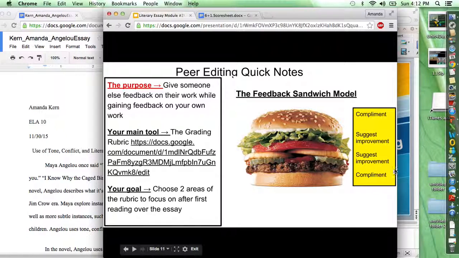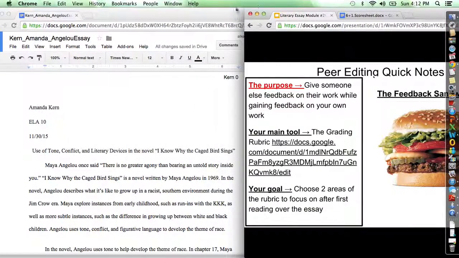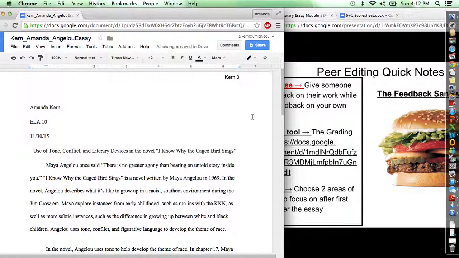So the next thing you're going to do is find a couple places where the person can improve. And then lastly, you want to give the person another compliment. So tell them something else that they did really well. All right, so now that you are an expert in how to peer edit, let's look at an example together. So here's my essay. We're going to pretend that I am a different person editing my essay. And we're going to read over my essay.